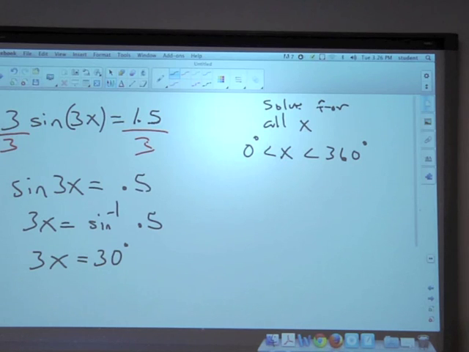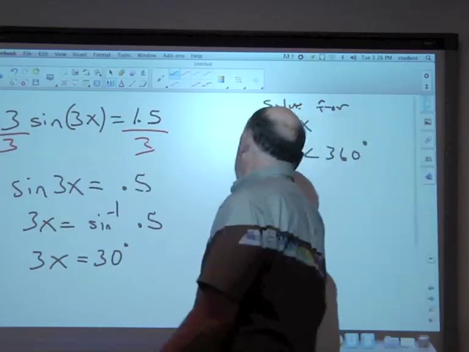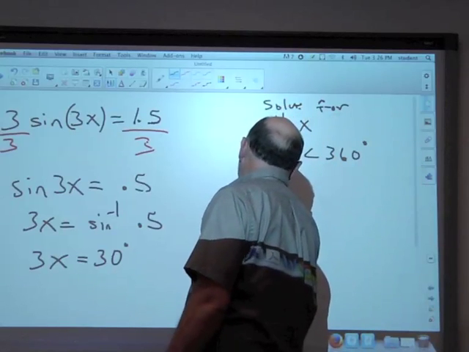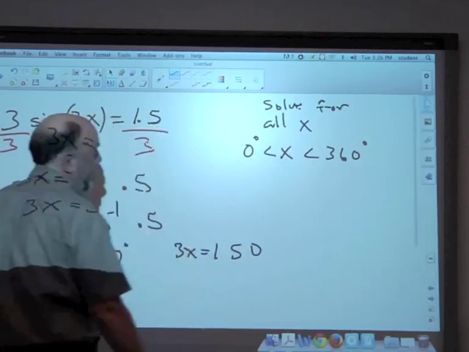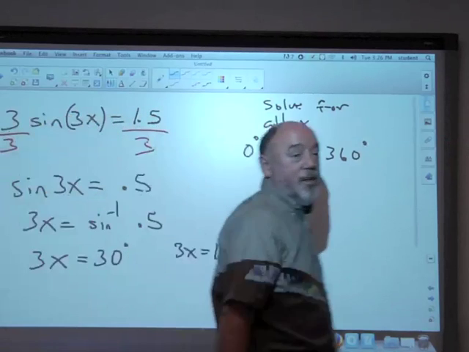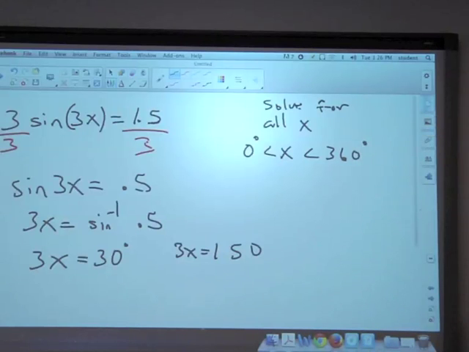So you think about your homework question that was due today. You had that one where you had to go back and forth from first to second quadrant. If the one angle is 30, what's the other angle? Now the one angle, we already know is 30. 150? 150 is correct. So the other possibility is that 3x is 150. Okay? Either one's possible.